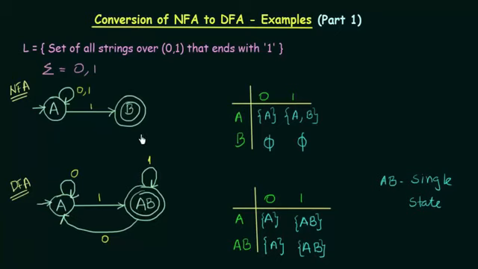So this is how you convert the NFA to its equivalent DFA. And the method that we have used here in this example and also in the previous example for converting NFA to DFA is known as the subset construction method. So this is the method that we followed in these two examples for converting this NFA to the equivalent DFA. So I hope this example was clear to you.